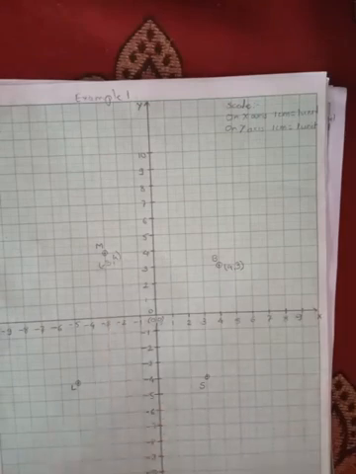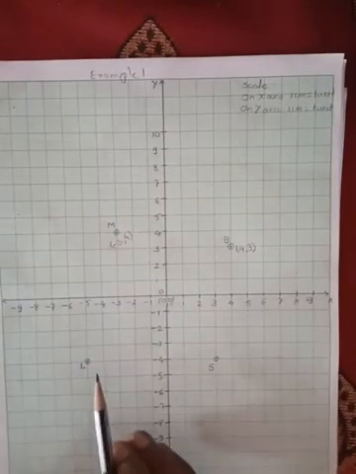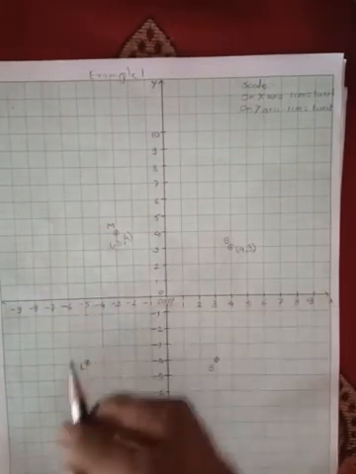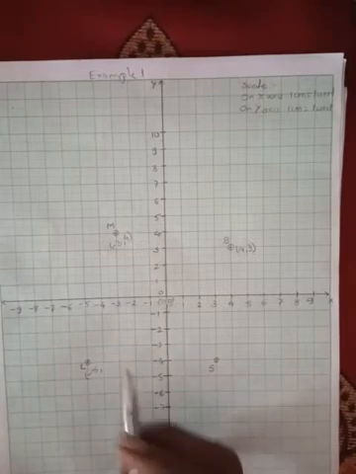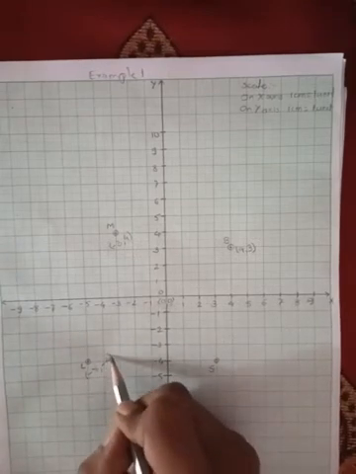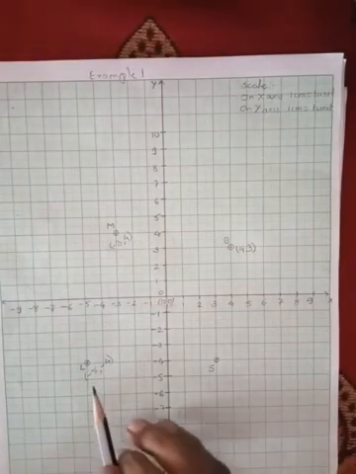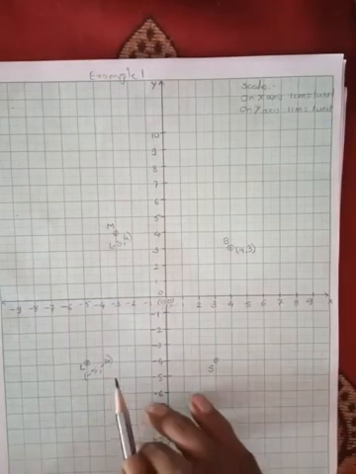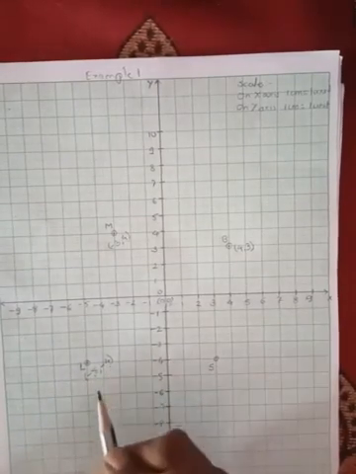Next is the x coordinate and y coordinate of the point L. This is point L. Now, for the x coordinate of point L, you can see if you draw the perpendicular on the x-axis, it will go to -5. So the x coordinate is -5. And if you draw the perpendicular on the y-axis, its y coordinate is -4. It means the x coordinate and y coordinate of point L are -5 and -4 respectively. Hence, the coordinates of point L are -5 and -4.